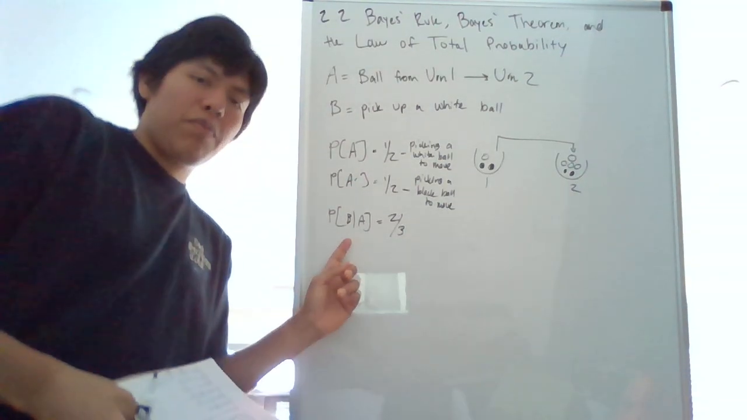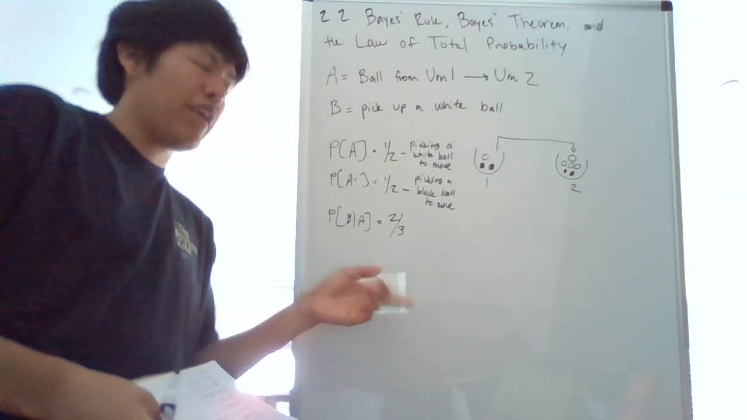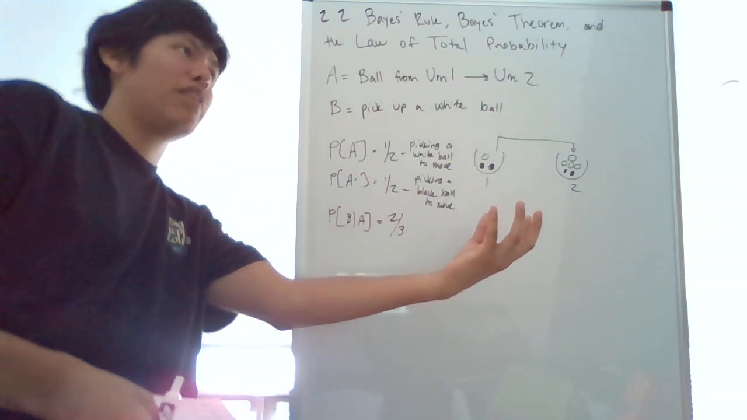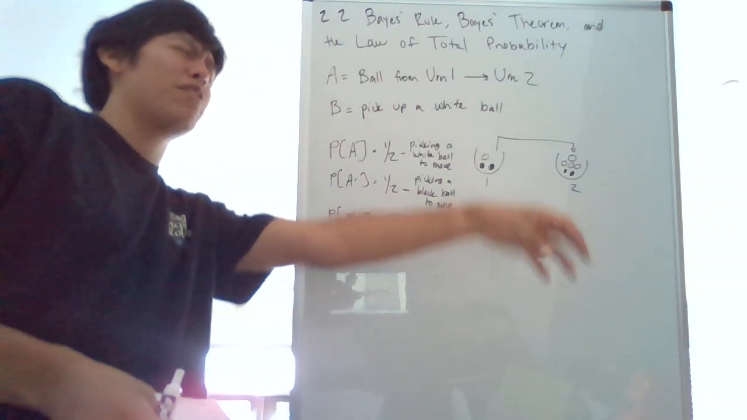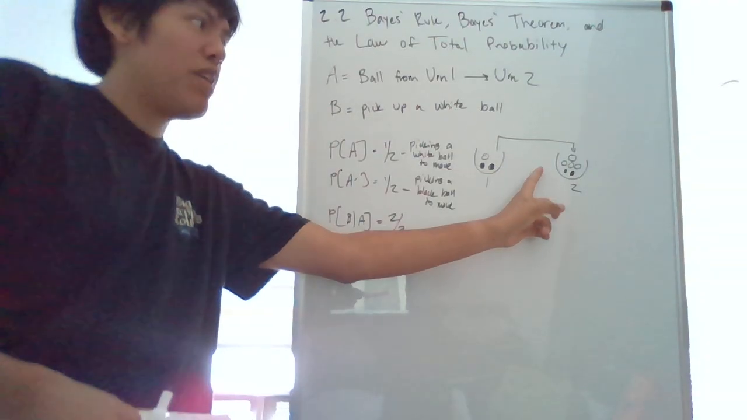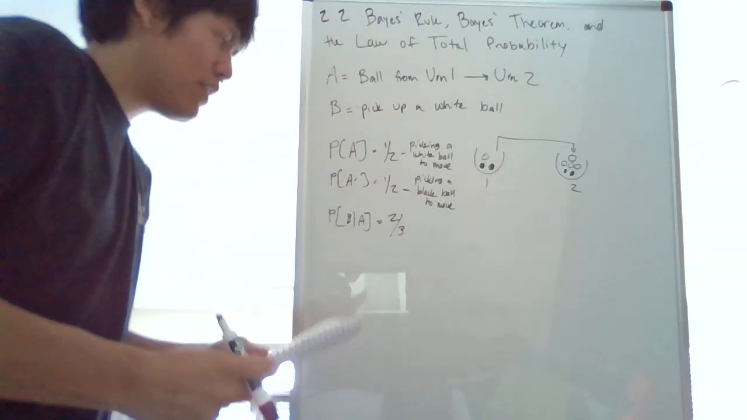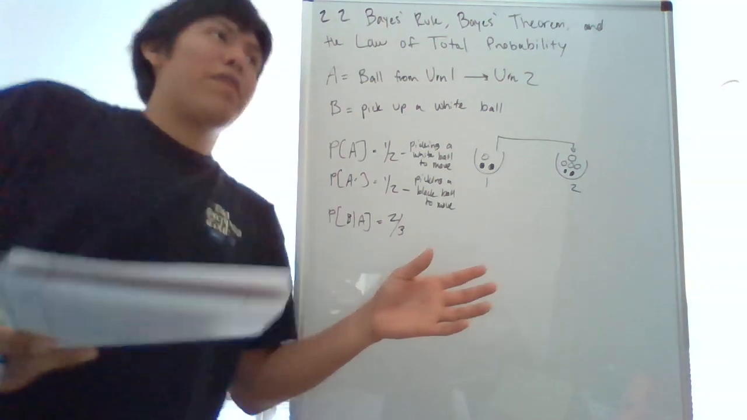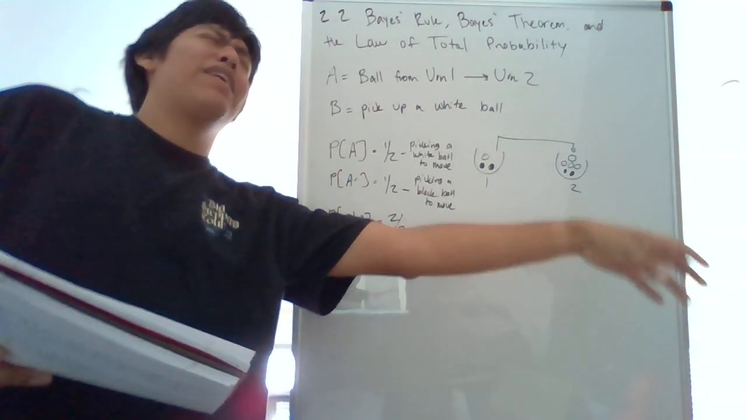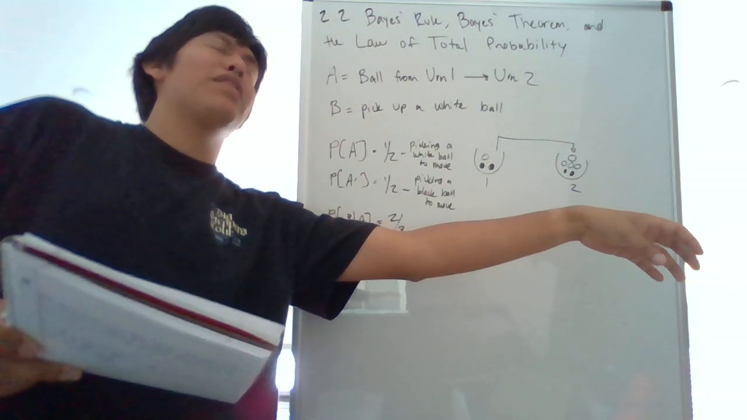And this probability of B given A, again, is just equal to us picking a ball randomly from urn 2, and it happens to be white, now that we've moved the white ball over, which again is 2/3.